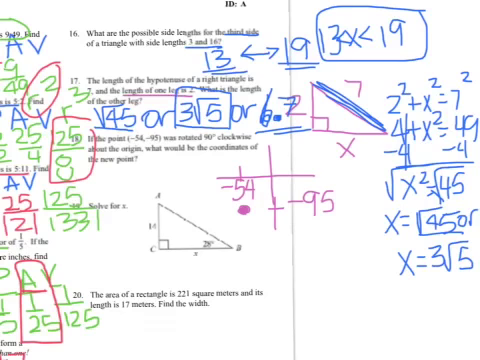In question number 18, it says if the point -54, -95 is rotated 90 degrees clockwise. Remember, clockwise is to the right, the way the clock goes. And 90 would be one turn. What are the coordinates of the new point?